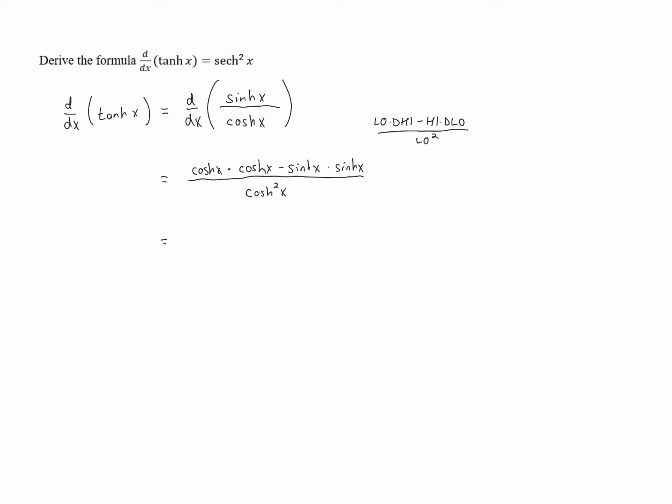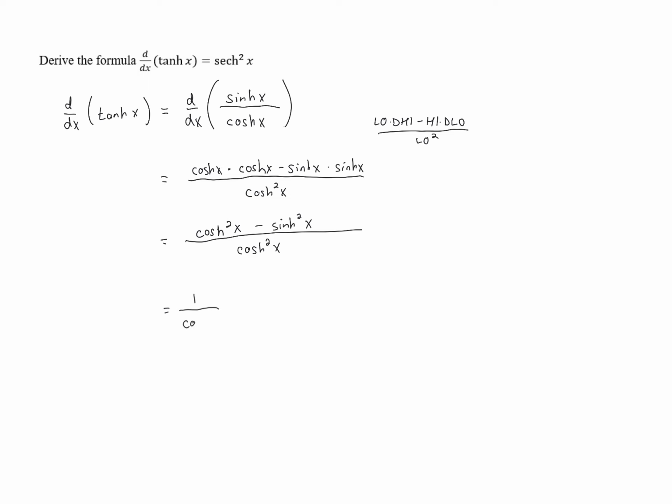Now, if we look at the numerator, cosh of x times cosh of x is going to be cosh squared of x. And then minus sinh of x times sinh of x is sinh squared of x, all over cosh squared of x. And at this point, we might recognize that there is an identity involving cosh squared of x minus sinh squared of x. It is one of those Pythagorean identities, and that difference is actually equal to 1.